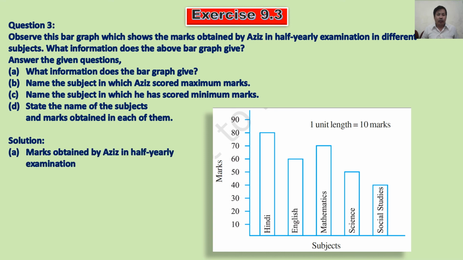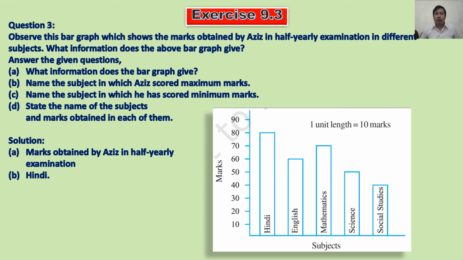In solution A, the marks obtained by Aziz in half-yearly examination is the information given by the bar graph, isn't it? And B is asking you to name the subject in which Aziz scored maximum marks. You can see which will be the maximum mark. Yes, Hindi. The bar that represents the Hindi subject has the maximum length or height, isn't it? That means it has the highest mark here, so the answer to B is Hindi. Hindi is the subject in which Aziz scored the maximum marks.